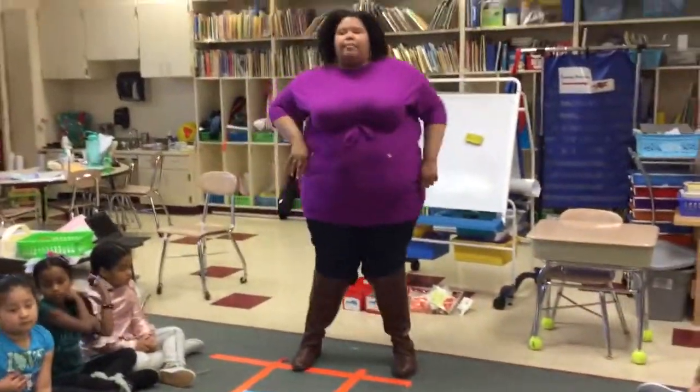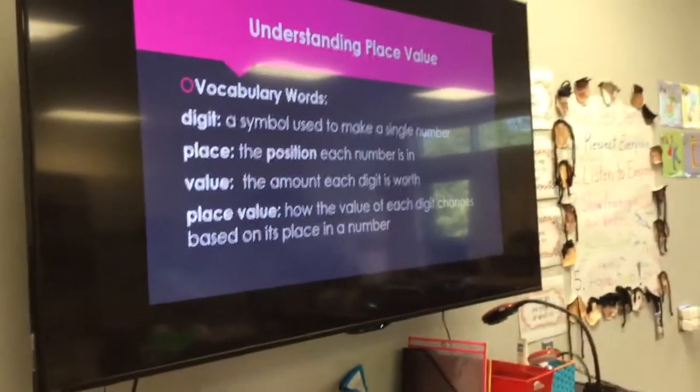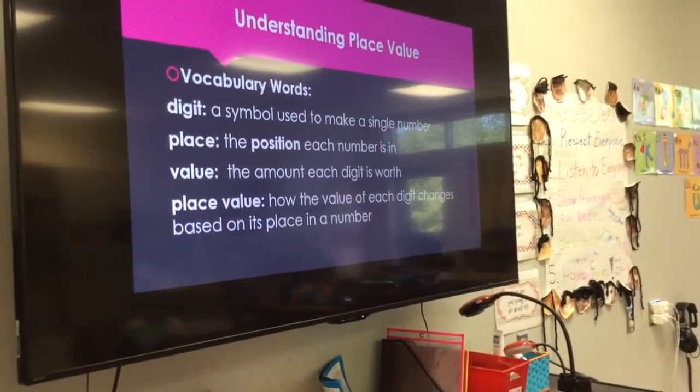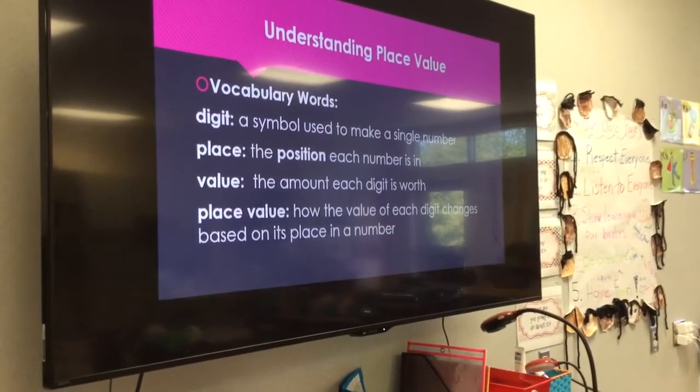All right, so let's keep going. So let's keep talking about place value. Let's look at our vocabulary that we're going to use when we're talking about place value. So the first word up there is the word digit. Can you say digit? Digit. A digit is a symbol that's used to make a single number.